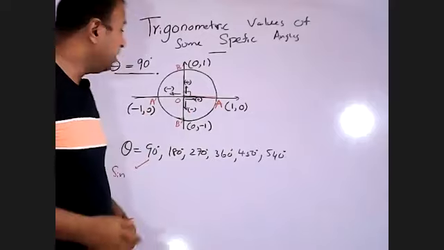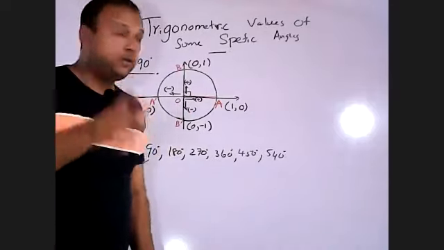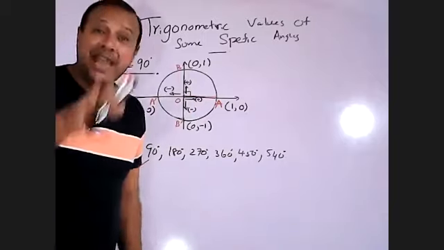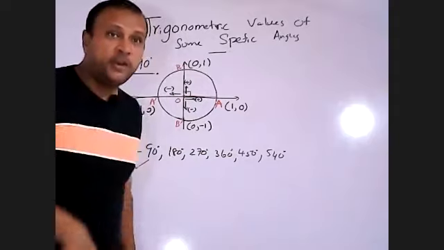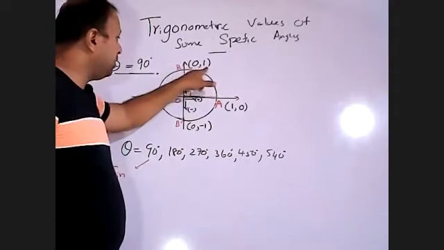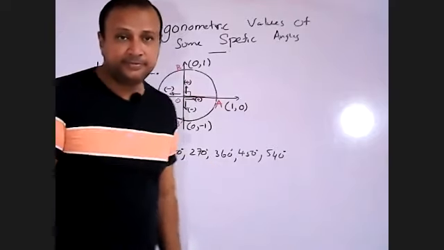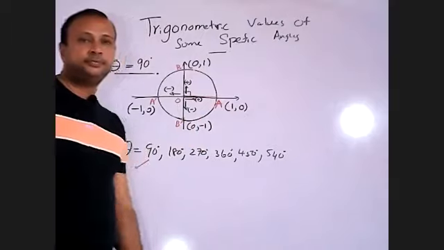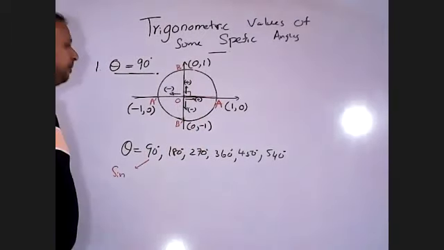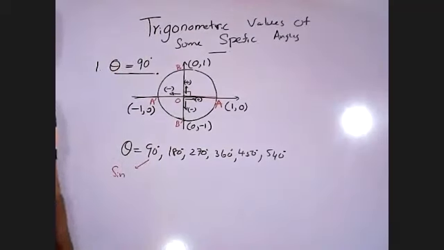Now you know the corresponding point on the unit circle for 90 degrees. What is the coordinate of point B? It is equal to 0, 1. Okay? Yes, very good. Tan 90, you have to think about that.